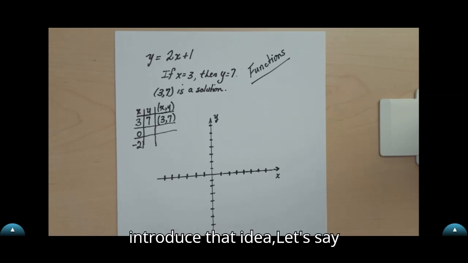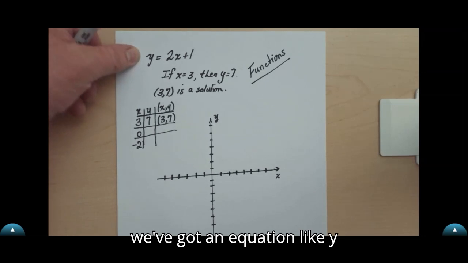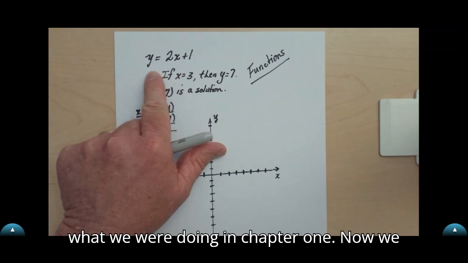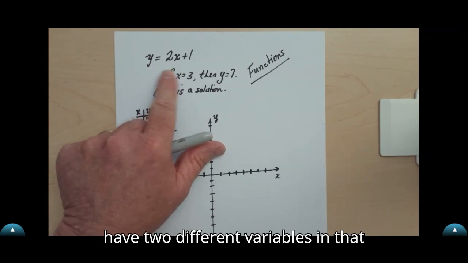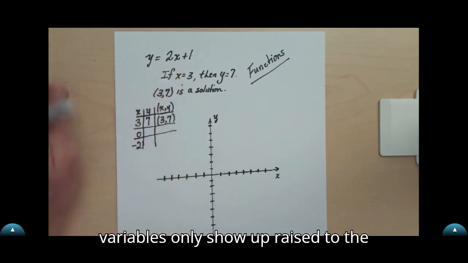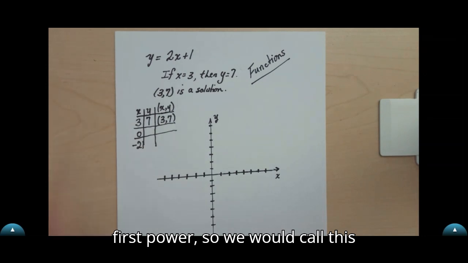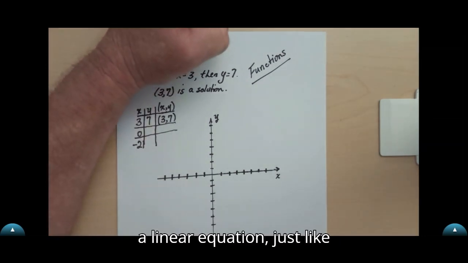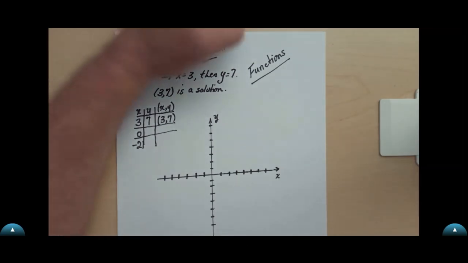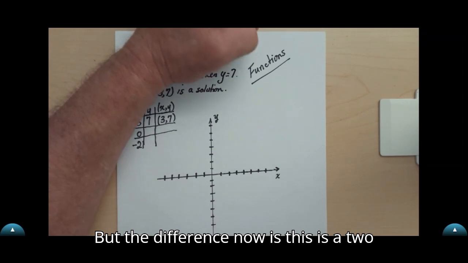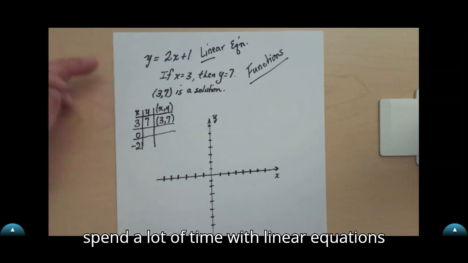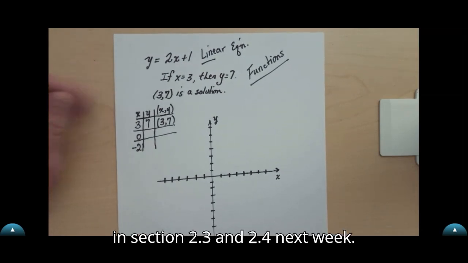To introduce that idea, let's say we've got an equation like y equals 2x plus 1. Notice this is different from what we were doing in chapter 1. Now we have two different variables in that equation, right? Notice both variables only show up raised to the first power. So we would call this a linear equation, just like we did those equations in section 1.2. But the difference now is this is a two-variable linear equation. We're going to spend a lot of time with linear equations in sections 2.3 and 2.4 next week.